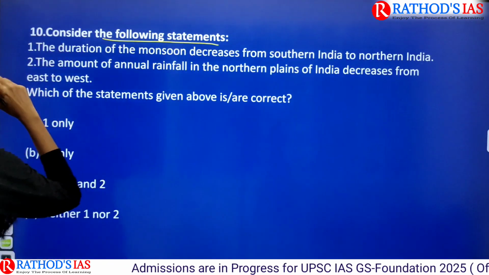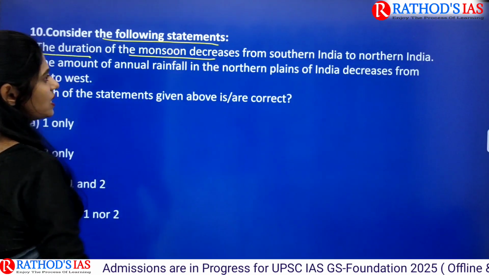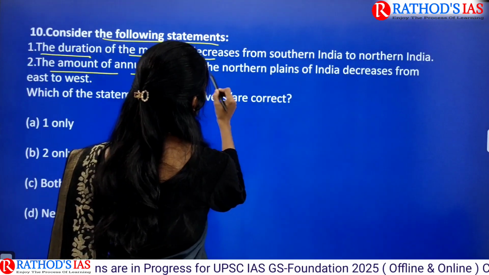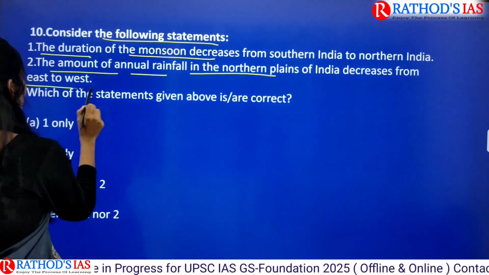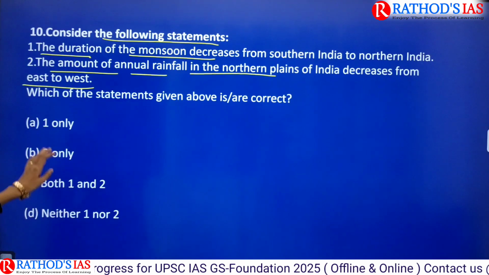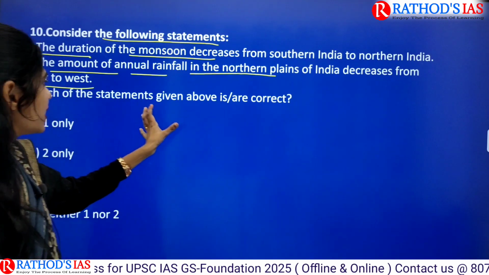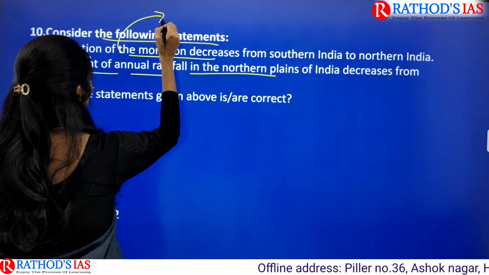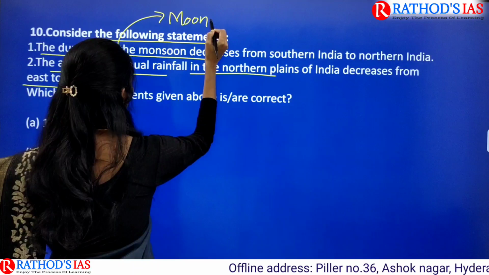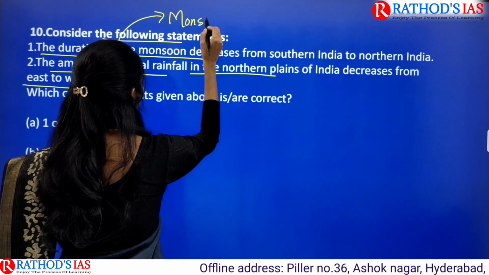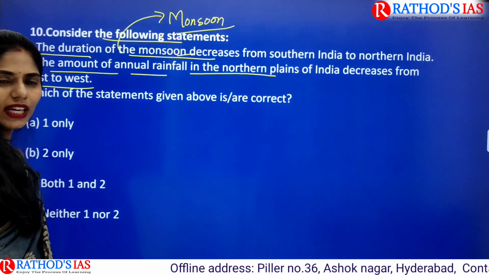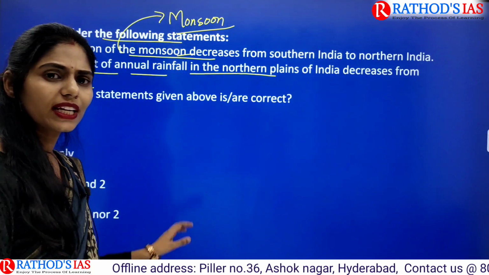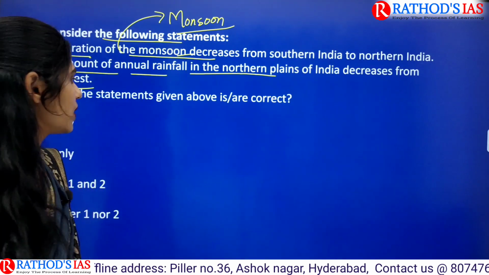Consider the following statements. The duration of the monsoon decreases from southern India to northern India. The amount of annual rainfall in the northern plains of India decreases from east to west. Okay, which of the statements given above is or are correct? This question is regarding climate, that is, the monsoon. Even in 2011, this question was repeated from the monsoon. So I can say the monsoon is a repeated theme.